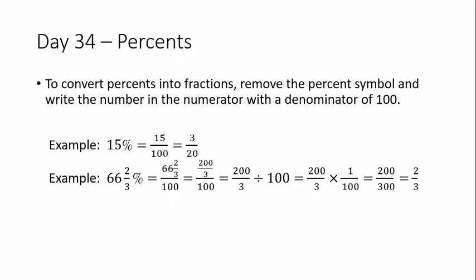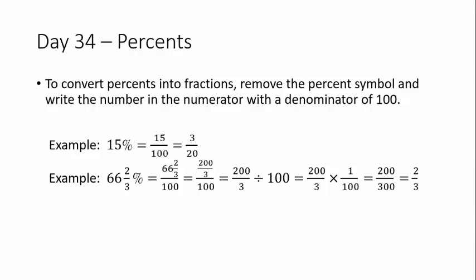To convert percents into fractions, now we're going the opposite direction. We remove the percent symbol and write the number in the numerator with a denominator of 100. Remember, percent means per 100. In our first example, we see 15%, and so we write this as 15/100. We simplify our fraction in a normal way. We know that a common divisor of 15 and 100 is 5, so we divide both the 15 and the 100 by 5 to give us 3/20.